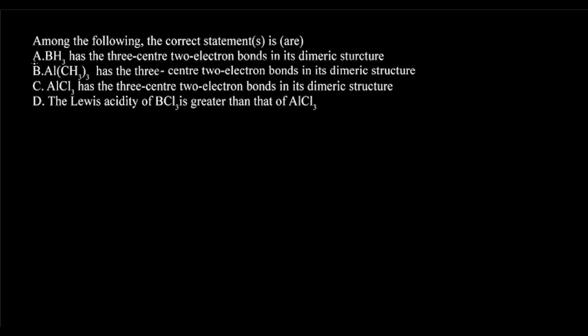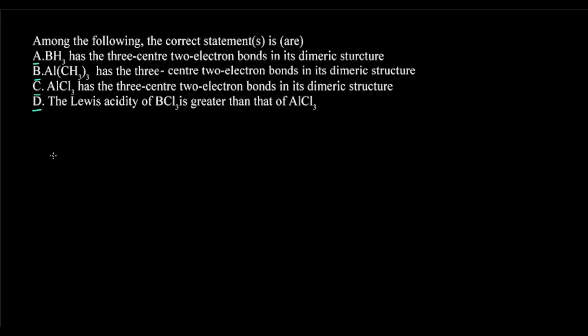So first one is BH3 has 3 center 2 electron bond in its dimeric structure. Second one is Al(CH3)3 has 3 center 2 electron bond in its dimeric structure. Third one is AlCl3 has 3 center 2 electron bond in its dimeric structure, and the last one is the Lewis acidity of BCl3 is greater than that of AlCl3. So let us solve this problem and figure out the correct answer from these 4 alternatives.